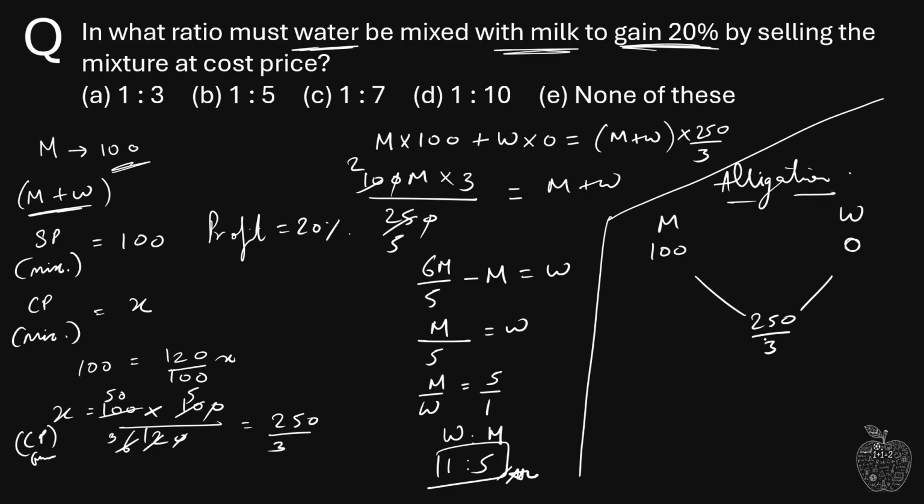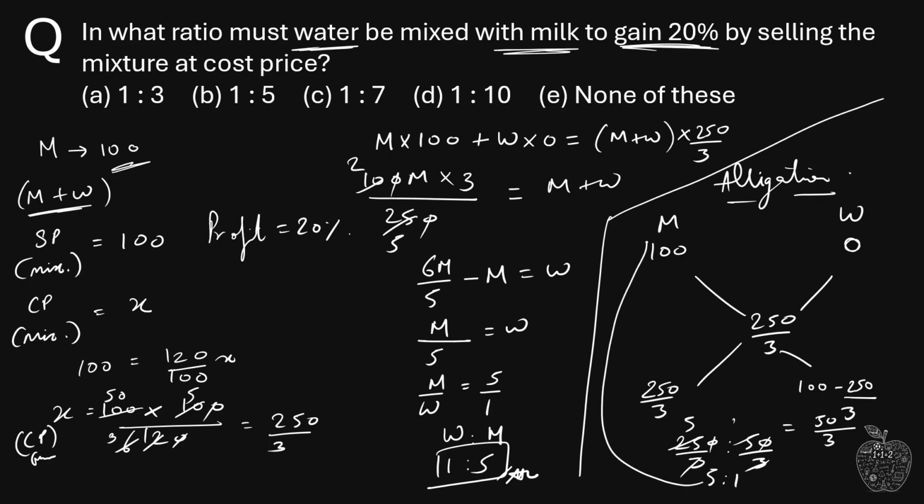Now let's take the difference. The difference of 250 by 3 and 0 here will be 250 by 3, and the difference of 100 and 250 by 3 will be, LCM will be 3, 300 minus 250, which is 50 by 3. So we have the ratio as 250 by 3 is to 50 by 3. 3 3s gone, 0 0 gone, 5 1s are 5. So we have the ratio here as 5 is to 1.